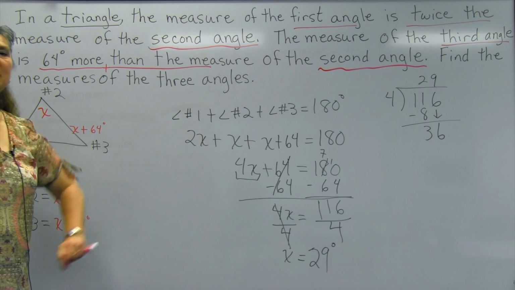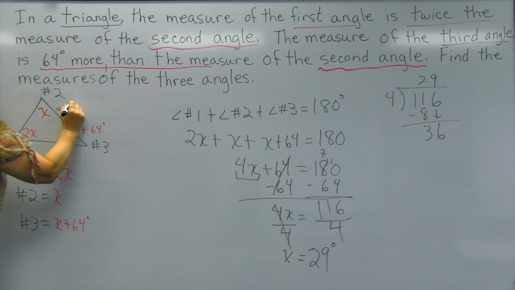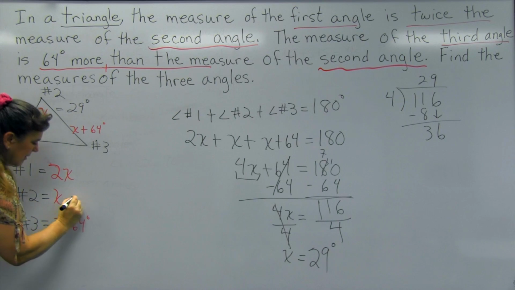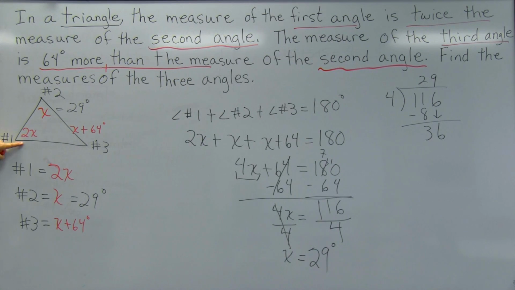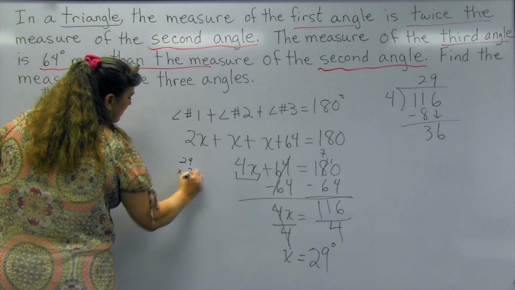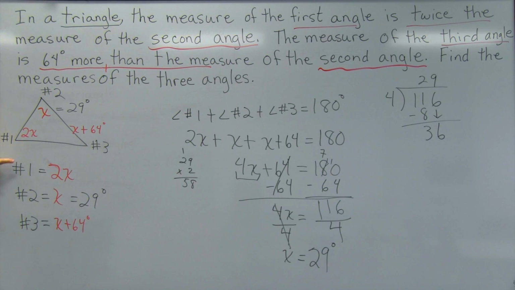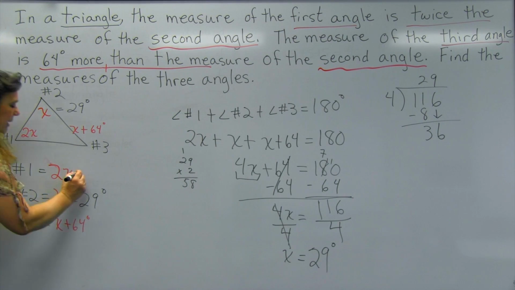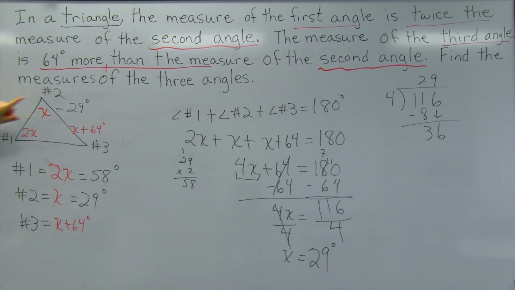We have to take that 29 degrees and bring it back up here, substitute it in where we have x. Which angle is x? It's angle number 2. So angle number 2 is 29 degrees. We'll write it down here too, so you can keep it straight. And now, what is angle number 1? It says it's 2 times x. So 29 times 2 is 18, 4, 5, making 58. So angle number 1 here is 58 degrees, because it's 2 times that one there.